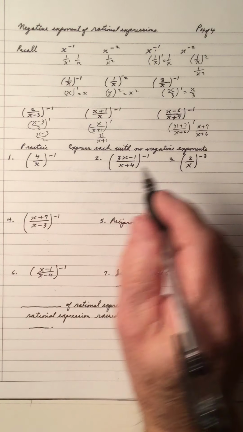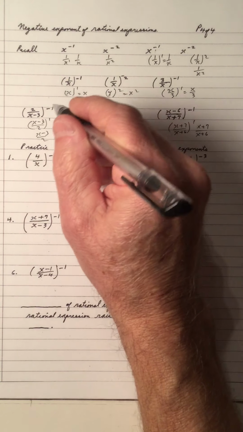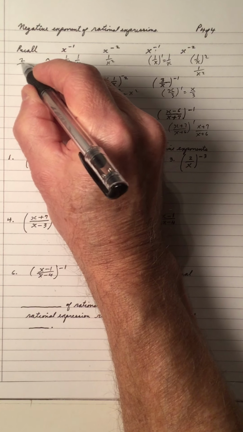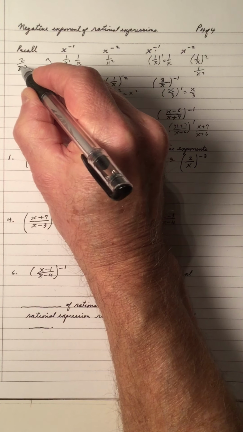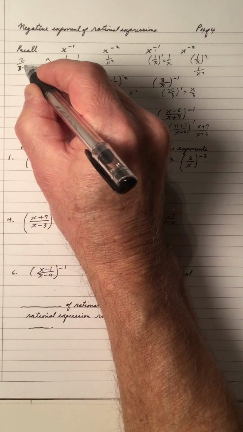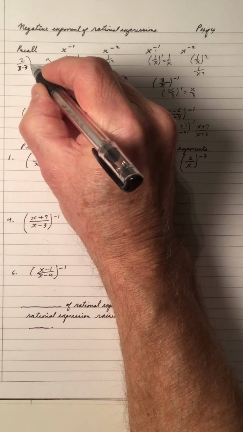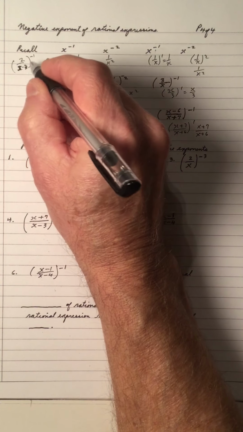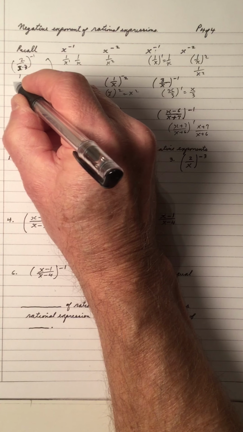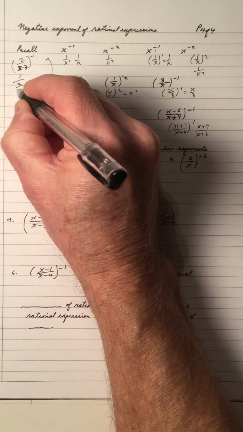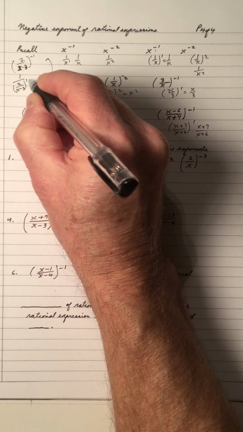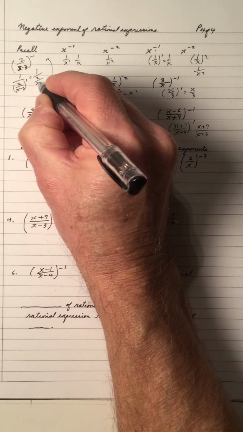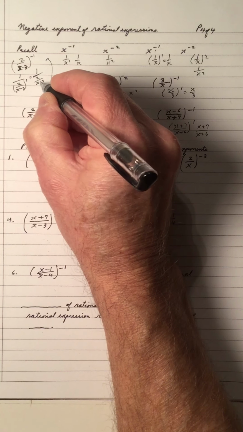What I should do is show you this one another way. Watch this. 2 over x minus 3. If you do it the other way, it's 1 over 2 over x minus 3 to the 1 power. So that becomes 1 over 2 over x minus 3.